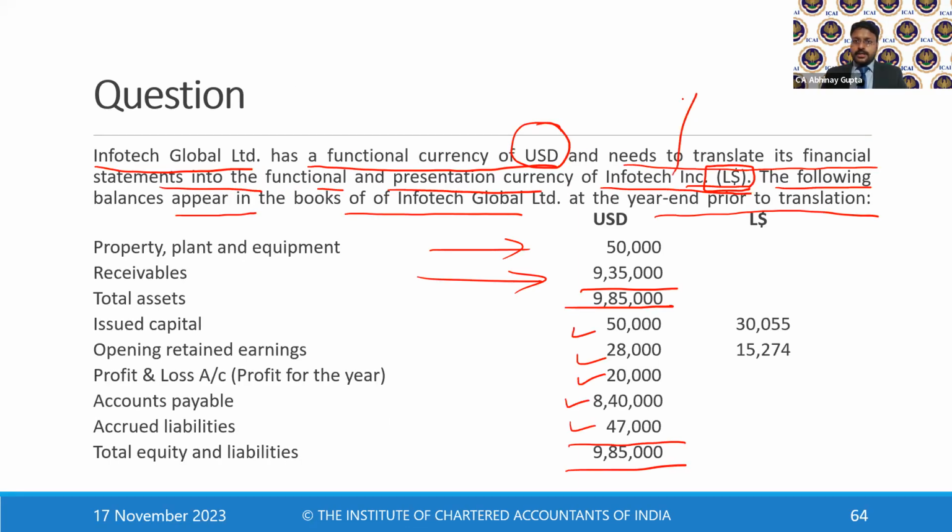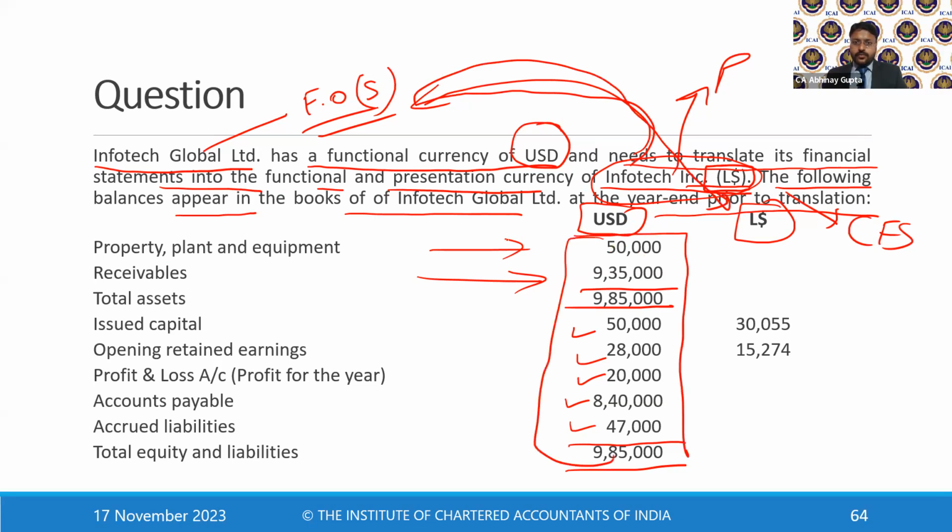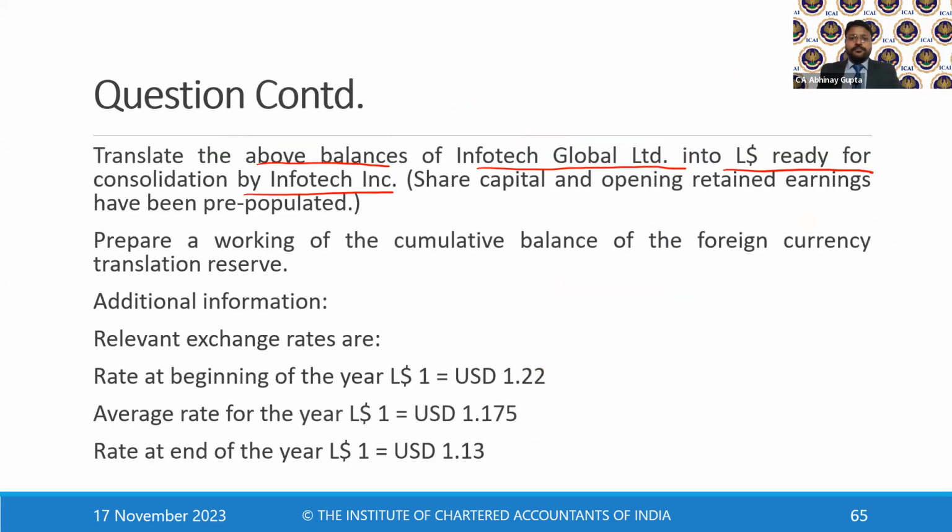So Infotech INC is the parent company and Infotech Global is the foreign operation or the subsidiary company, right? Now, this Infotech INC is telling its foreign operation: I have this functional currency, you have US dollar as the functional currency. I need to prepare a consolidated financial statement. Hence, I need your financial statements in my functional currency. So these are the financial statements given in the functional currency of the foreign operation. Now these financial statements need to be converted into this currency. That is the question, right?